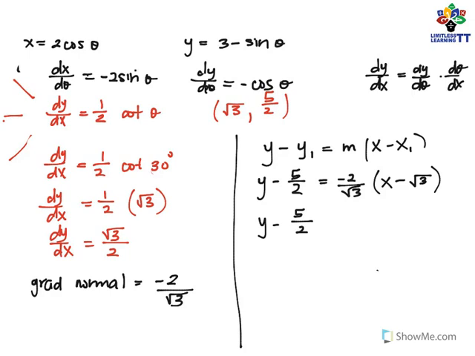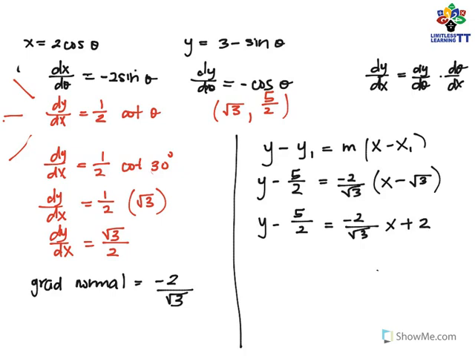y minus 5 over 2 is going to be equal to -2 over the square root of 3 times x, -2 over the square root of 3 times negative square root of 3. The negative signs are going to cancel to give me something that's positive. The square root of 3's are going to disappear, and I'm just going to be left with +2.